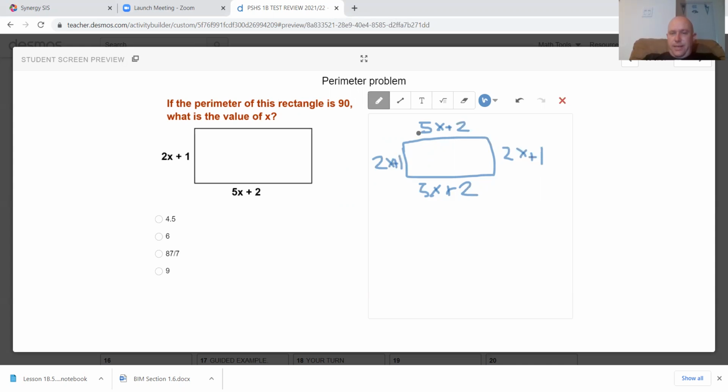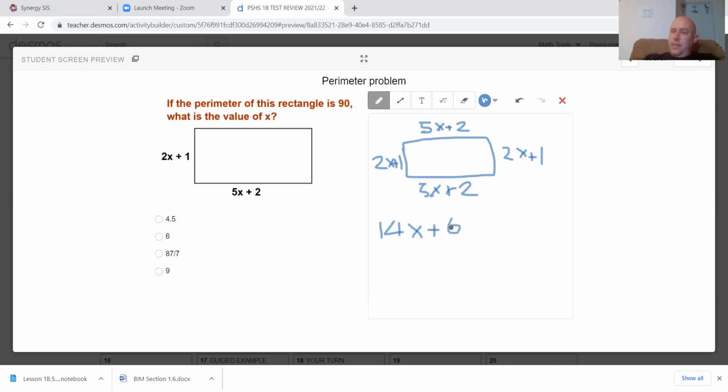I'm going to start by adding all my x's together first. 5 add 5 is 10. 2 add 2 is 4. If I add all my x's together, I can see that that's 14. And then for the numbers, 1 plus 2 is 3, plus 1 is 4, plus 2 is 6.